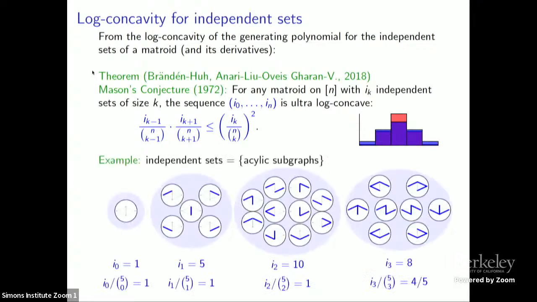So for example, if I look at all of the forests in a graph, acyclic subsets of edges, and count the number with each number of edges, this sequence divided by the binomial coefficients is going to form a log concave sequence. It's going to satisfy all of these inequalities. That is one consequence of this, and comes out of the log concavity of a polynomial associated to these independent sets.